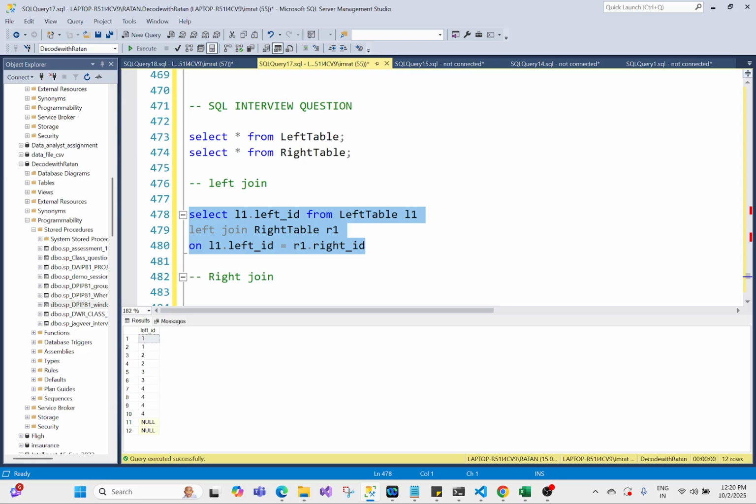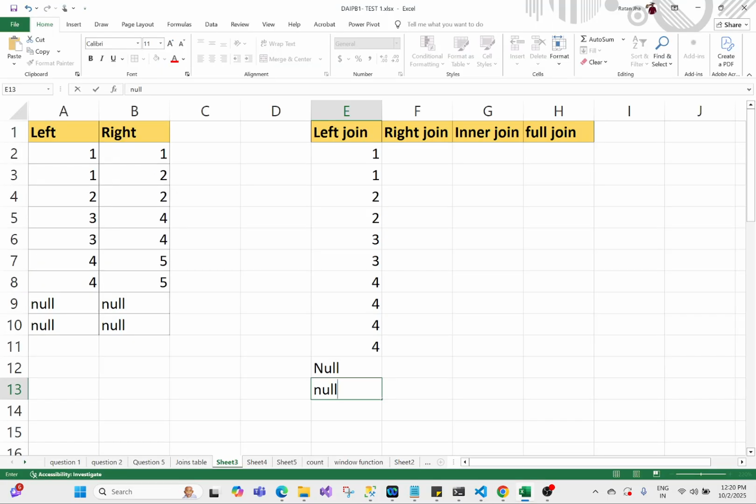So what is the output? 1 is coming 2 times, 2 is coming 2 times, 3 is coming 1 time, 4 is coming 4 times, and null 2 times. It is the same output as I showed in the Excel sheet. Let's talk about right join.